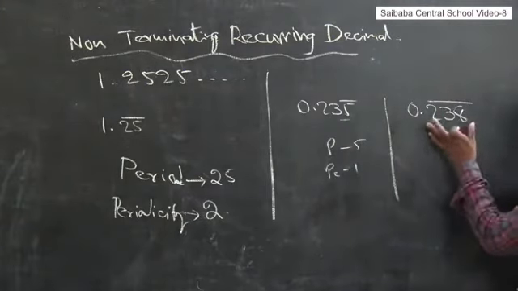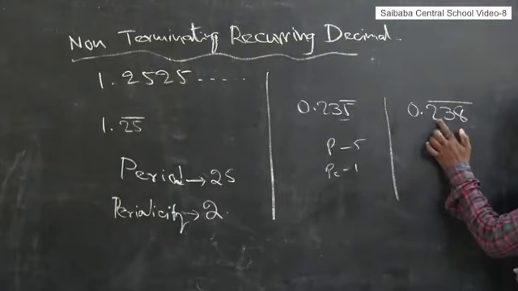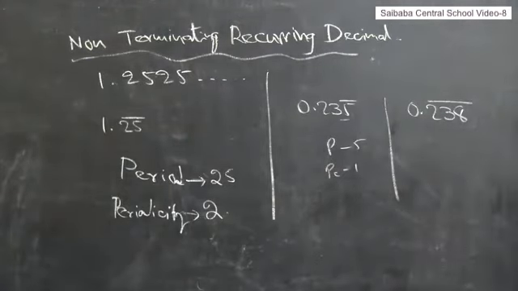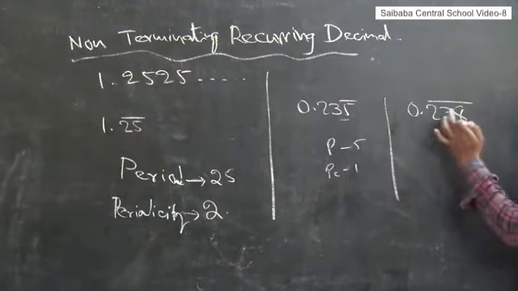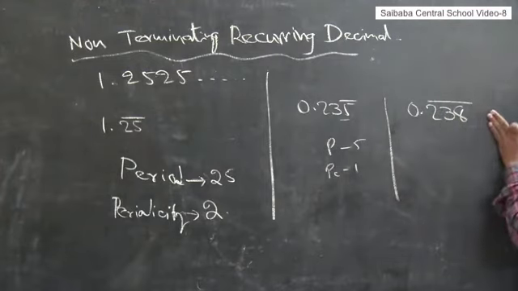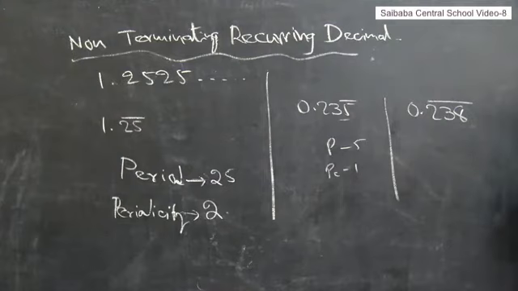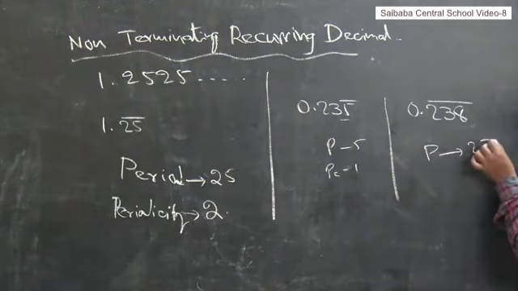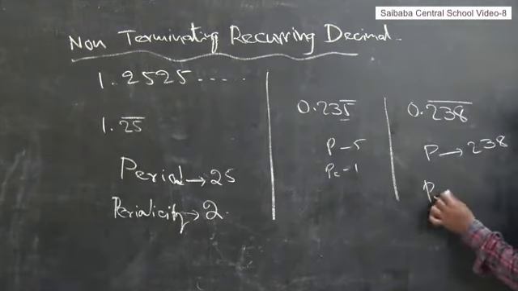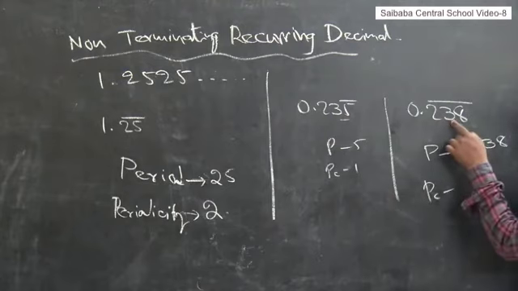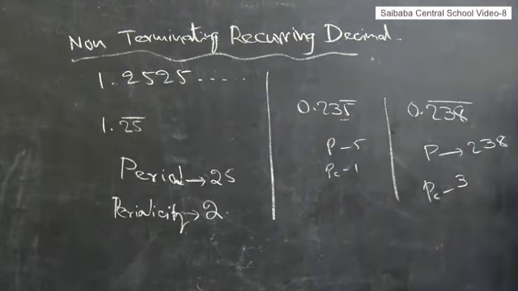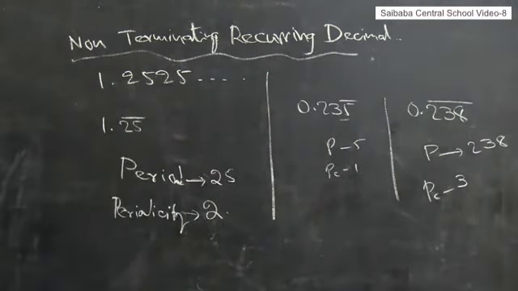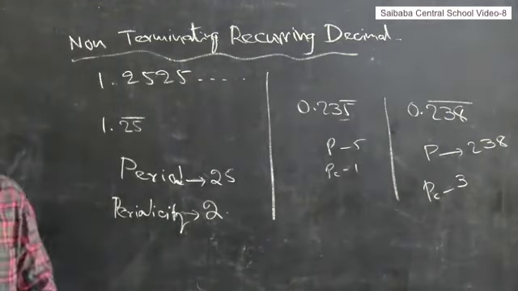Okay, let us come to this. What is the period? 0.238 bar means 0.238238238 and so on. Instead of writing and so on, we use this bar, and then we are not writing dots. Then what is the period? The period is 238. What is the periodicity? 1, 2, 3. Only 3 digits are repeating. Periodicity is 3. Clear? Already you know this, I think from 7th class. Period and periodicity.